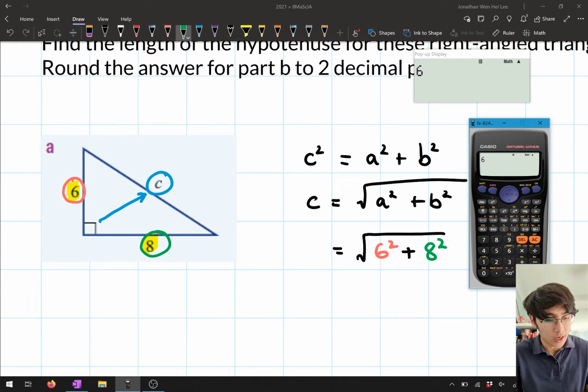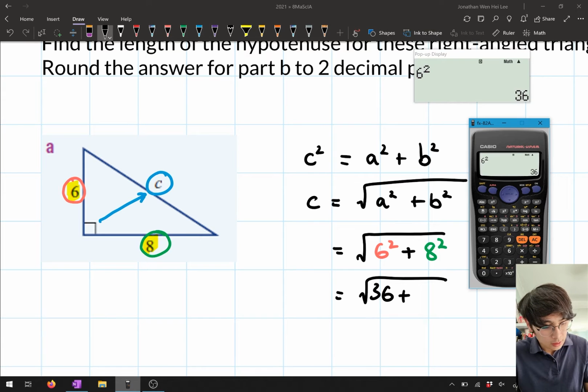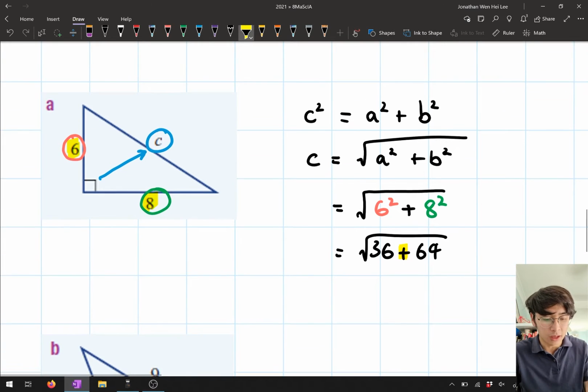So we've got 6 squared, which is 36. So this is going to be equal to the square root of 36 plus 8 squared, which is 64. So I've identified what they are, they were 6 and 8, and then I squared them. And now what I need to do is just do this addition here. So I'm going to add the two together.